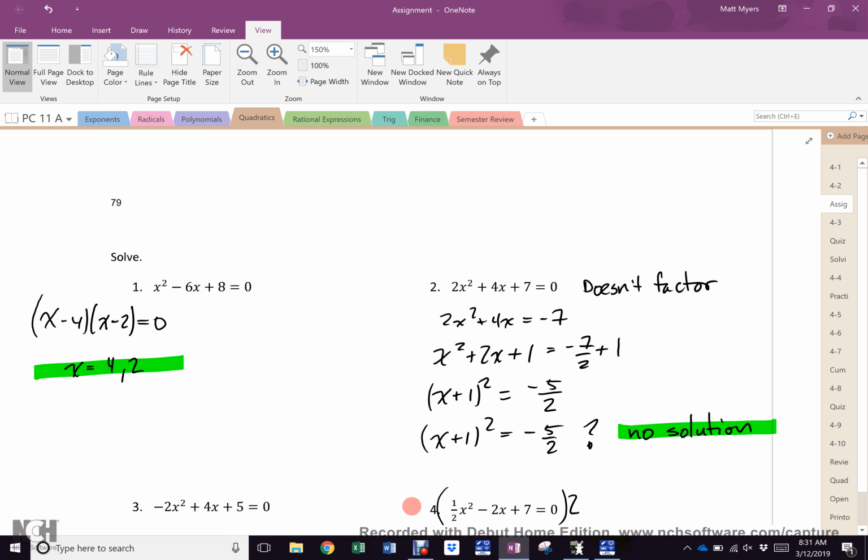Because remember, of course, can anything squared equal a negative? That wasn't a rhetorical question, but we'll just assume that it was.